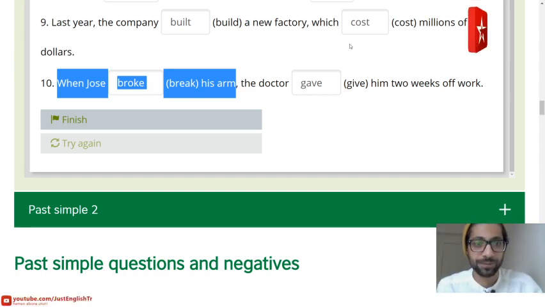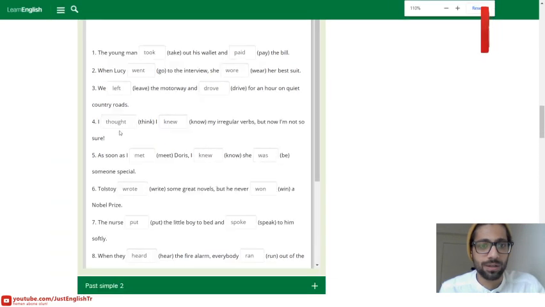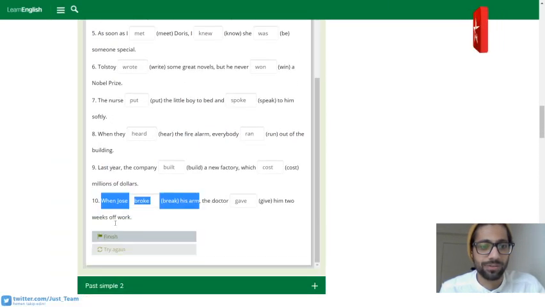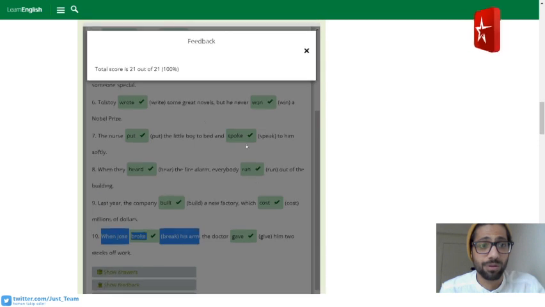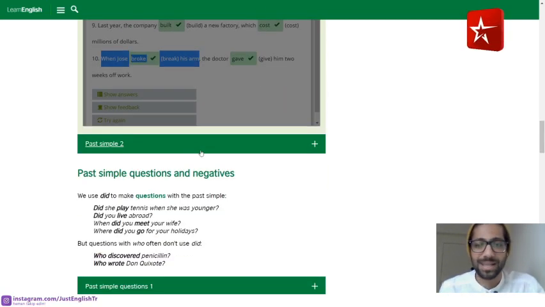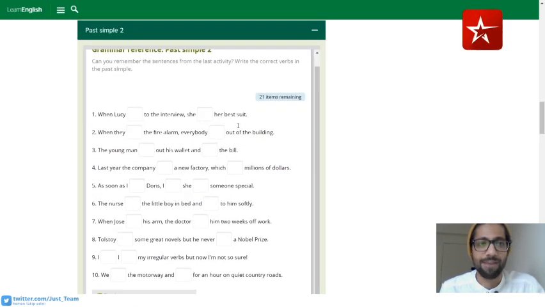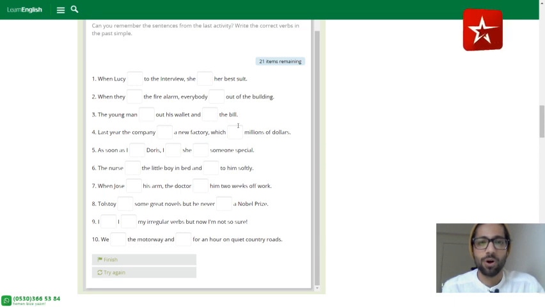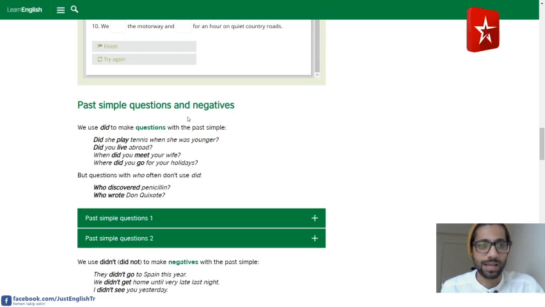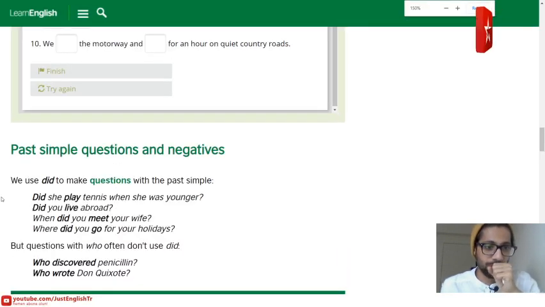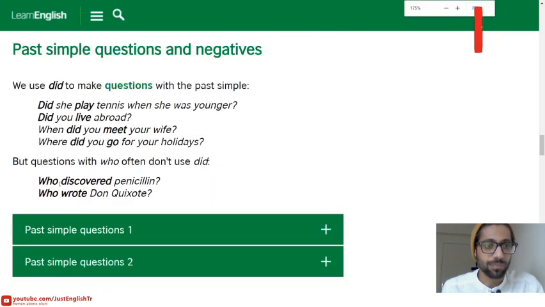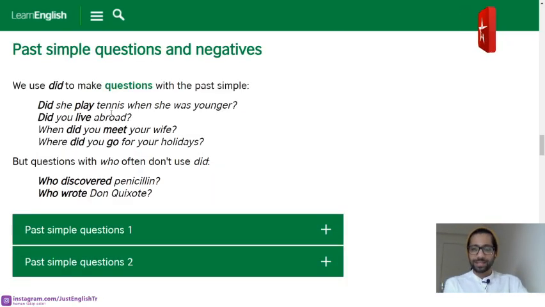Okay. We are done here. Let's see our answers. Maybe we got something wrong. Guys, we are good. However, those are not very difficult, but I want you guys to have that understanding of each sentence. Why we are using this, why we are using that, and the whole meaning of it. Now, jumping to the past question and negatives.